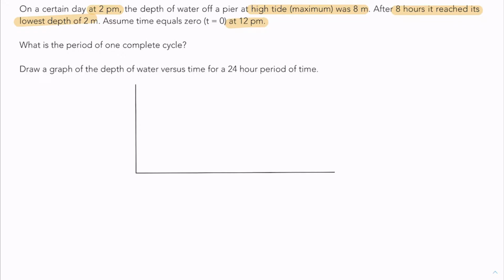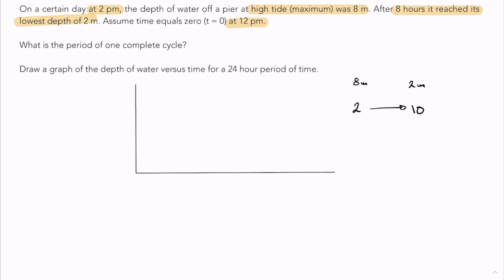First thing is, the question is, what is the period of one complete cycle? In other words, how long does one cycle take? Well, let me just kind of eyeball this. If at 2 o'clock, that's 2 in the afternoon, we have the high tide, that's at 8 meters. And then after 8 hours, it reaches its lowest depth. So after 8 hours, it'll be 10 o'clock. It reaches a depth of 2 meters.